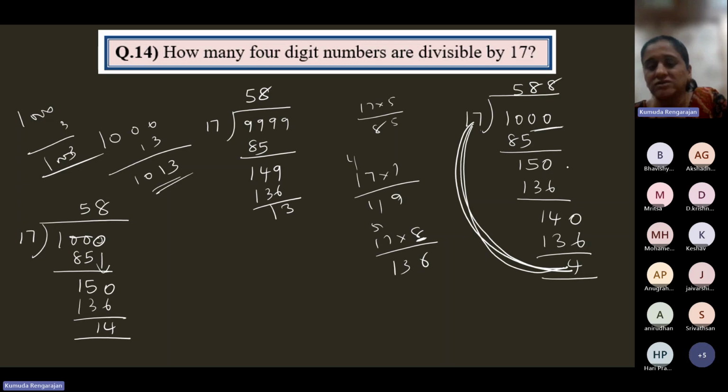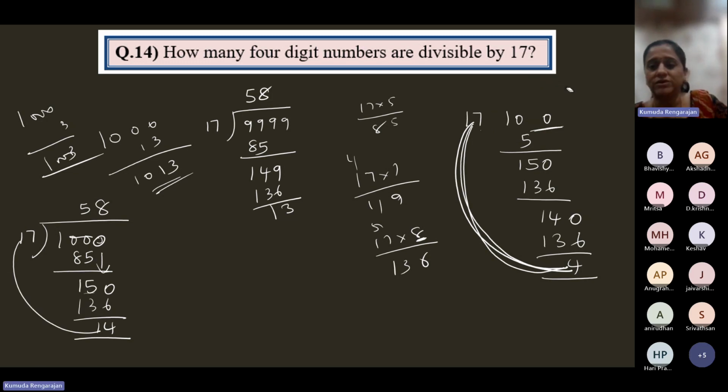Excuse me, I went wrong while doing this division. Okay, so you can see it here. 17 5s are 85, 15 is a remainder, 0 comes down. 17 8s are 136, 14 is a remainder. So then 17 minus 14 is 3. Add 3 to 1000, 1003. The 1003 is the first 4-digit number divisible by 17.